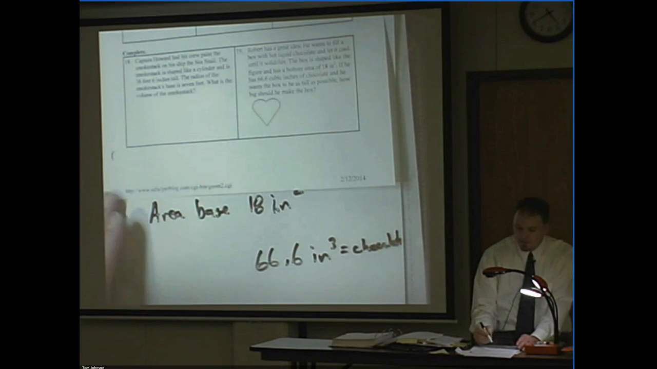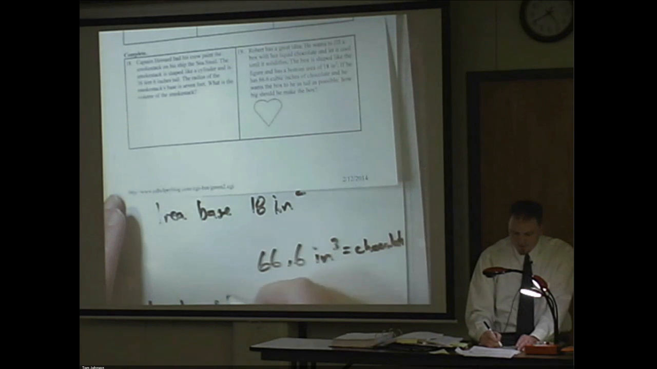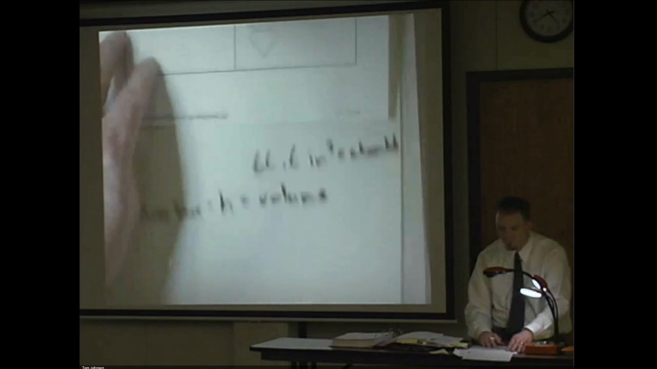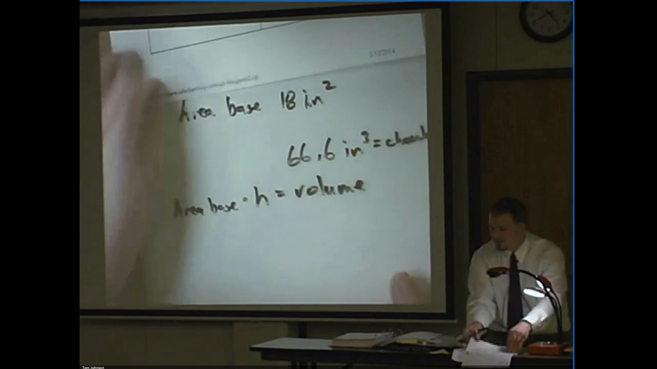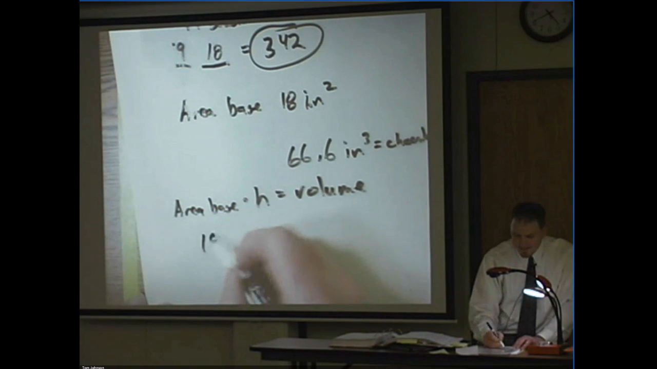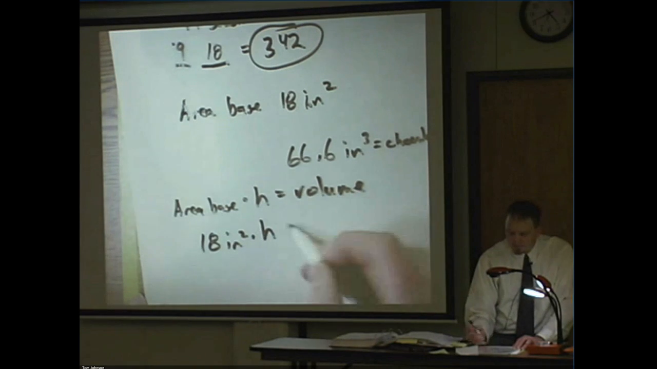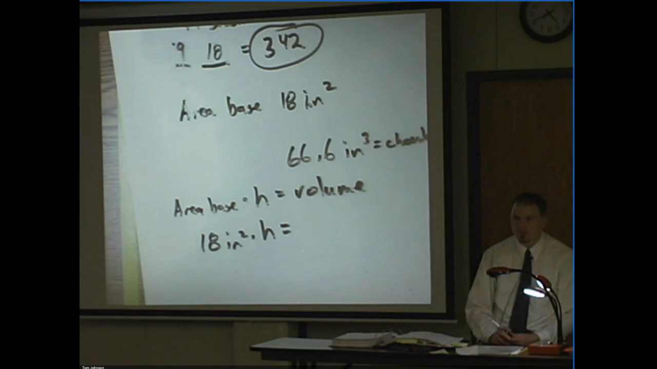the volume, because volume of this figure is going to be the area of the base times the height of the figure. So that equals the volume. Well, we already know what the area of the base is. We were told in the problem the area of the base is 18 inches squared times the height is equal to, and we know that the volume, he's got 66.6 inches cubed of chocolate.